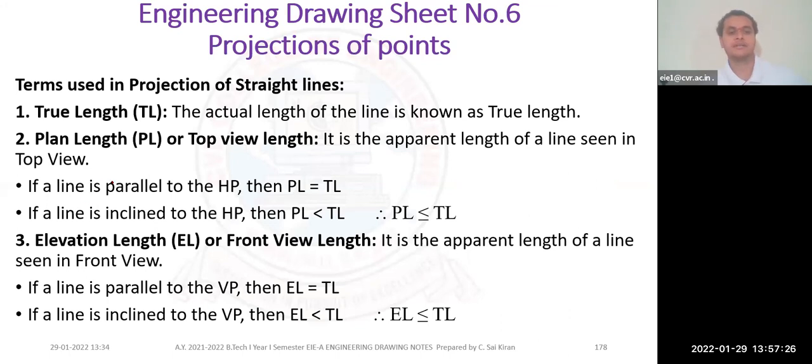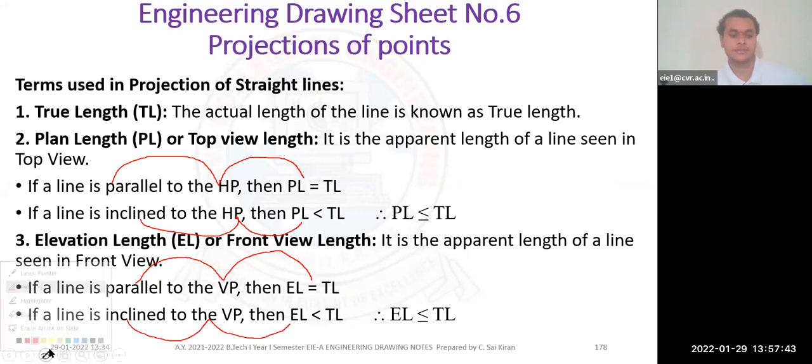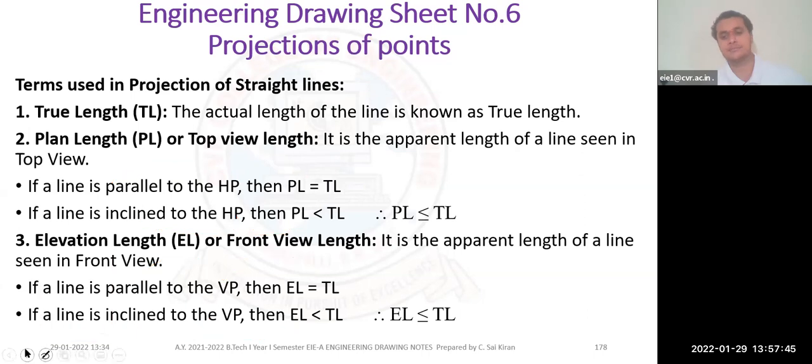So understand only one thing: whenever a line is parallel to HP, plan length equals true length. Whenever a line is parallel to VP, elevation length equals true length. Whenever a line is inclined to HP, plan length is less than true length. Whenever a line is inclined to VP, elevation length is less than true length. And similarly for the profile plane.